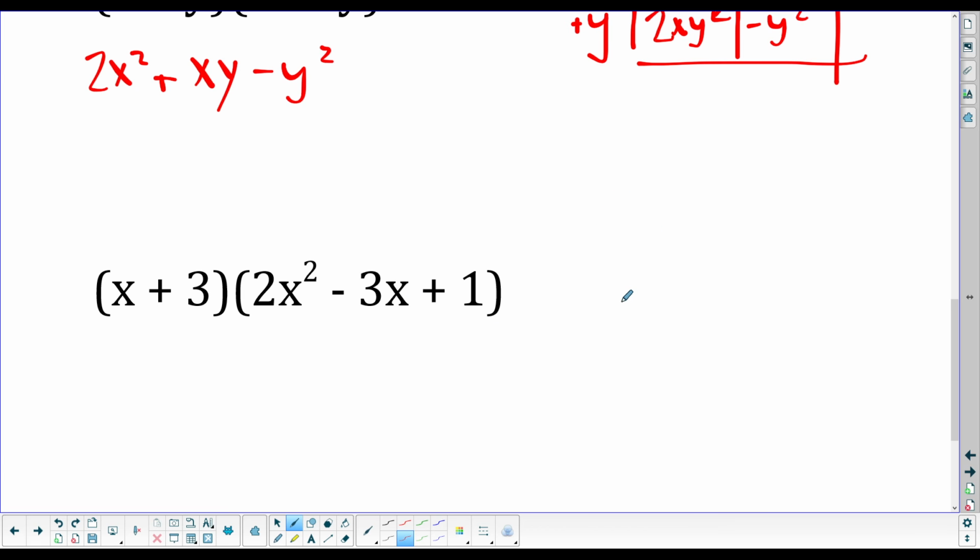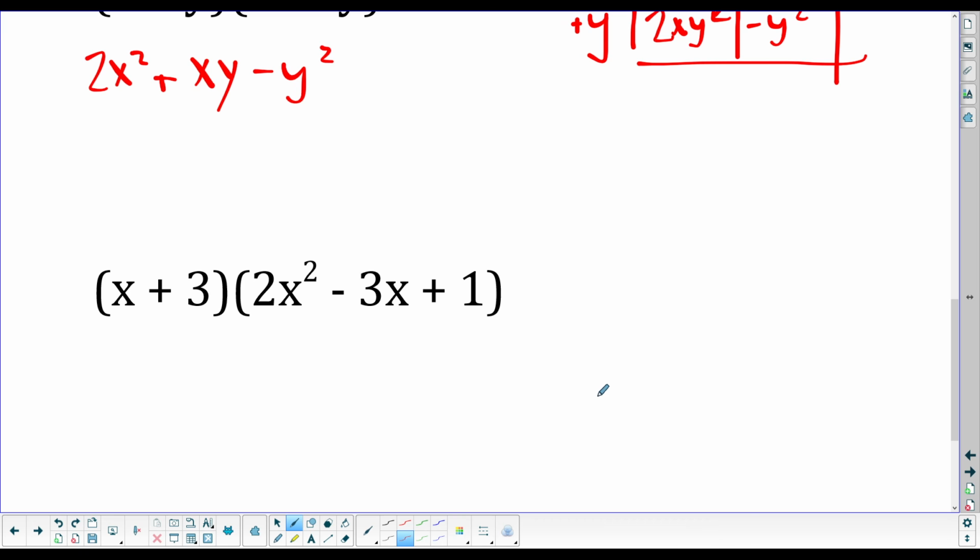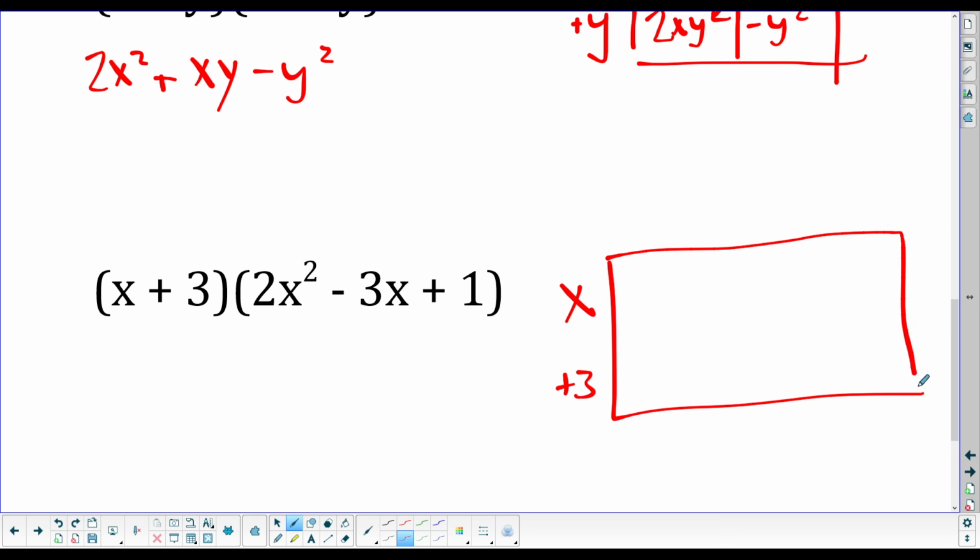We can also do this as an area model. Instead of a 2 by 2 grid, we'll have a 3 by 2 grid, and we can do it the same way. So I'm going to go ahead and do an area model here just to show. So this is x plus 3. And across here, I'm going to put 2x squared minus 3x plus 1.